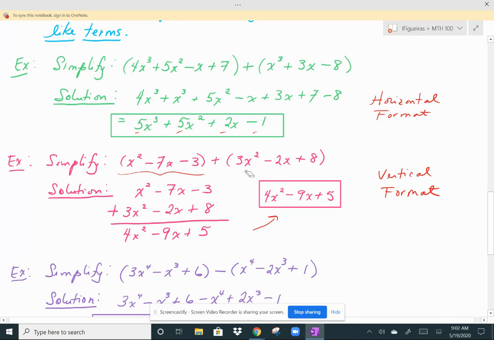The format that you use, vertical versus horizontal, is up to you. I usually use the horizontal just because it saves a little bit more space, but it's just a matter of preference.